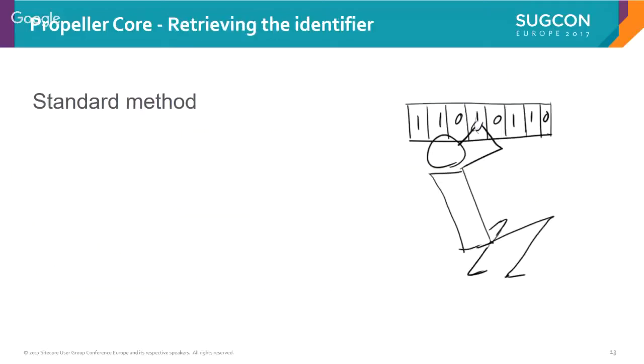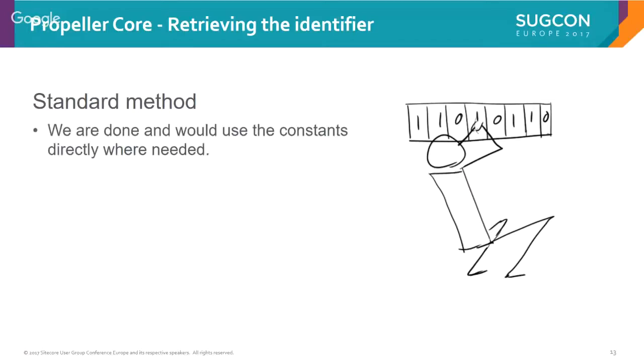So after that, we need to be able to get the IDs out of the system as well. Normally, if we do it the traditional way, well, we are done. We just use our static file to access these. With the Propeller method, we need to do a little extra work.